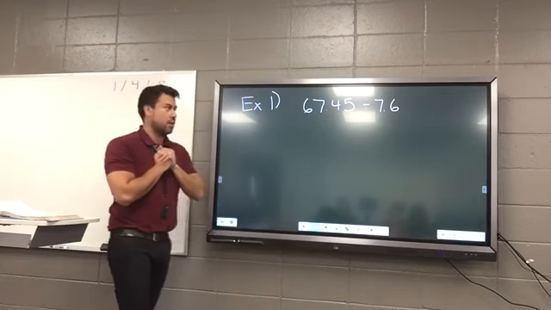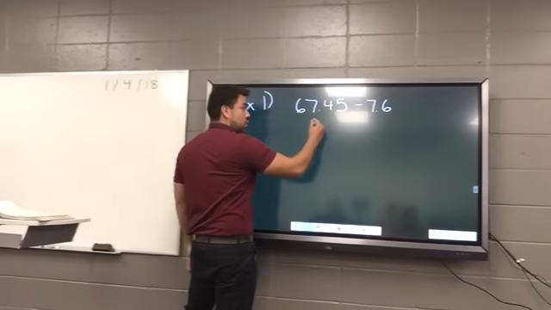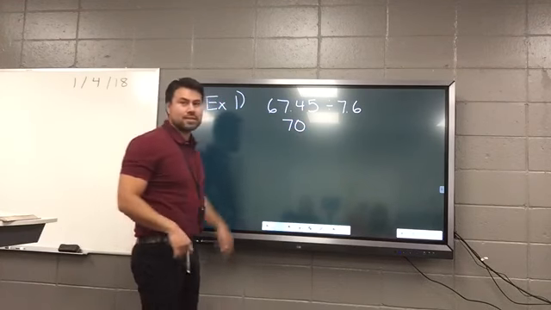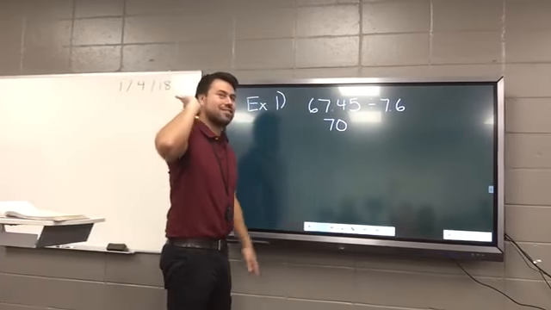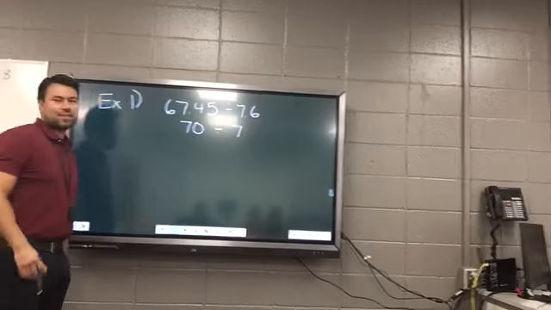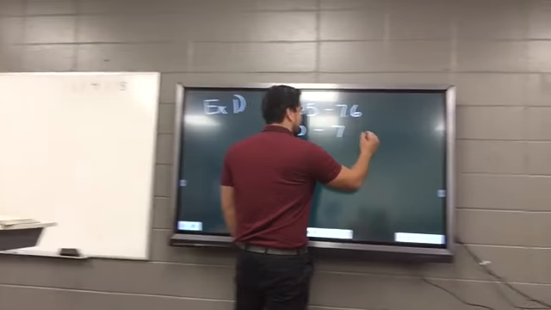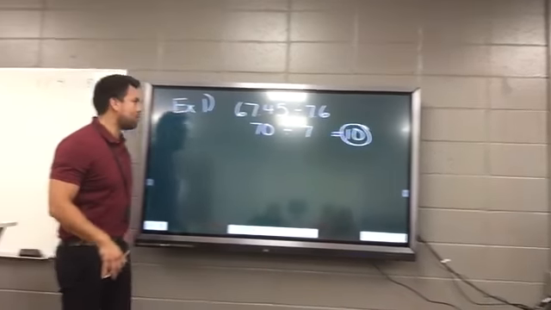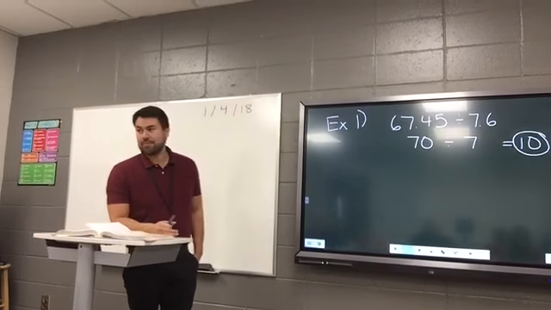So this is what I would do. I'm looking at this number and thinking, you know what? I'm going to round this number to 70. So what do you think I should round 7.6? Maybe you're starting to think of how I'm thinking here. Elizabeth? 7. Now, why 70 divided by 7? Because that is easy. So what's 70 divided by 7? 10. So my estimation for 67.45 divided by 7.6 is approximately 10.